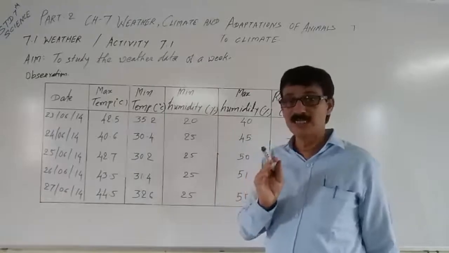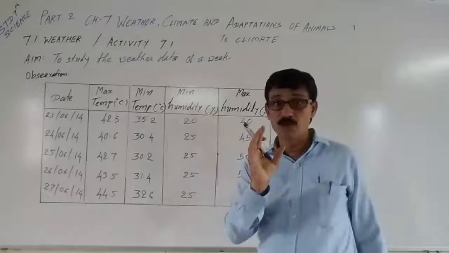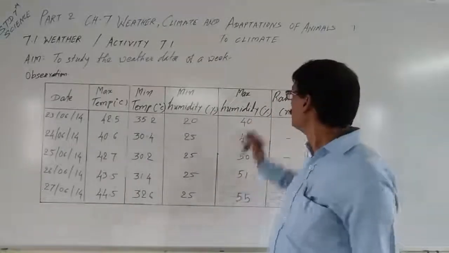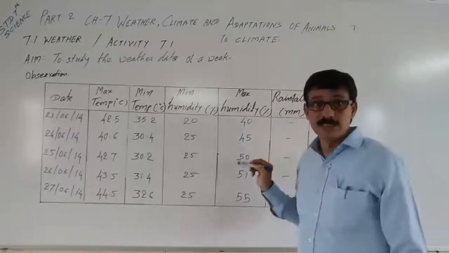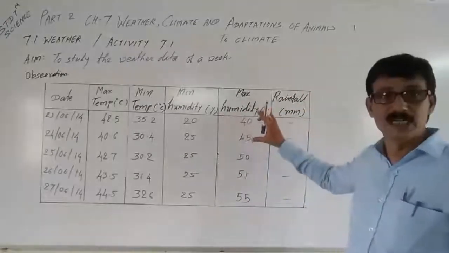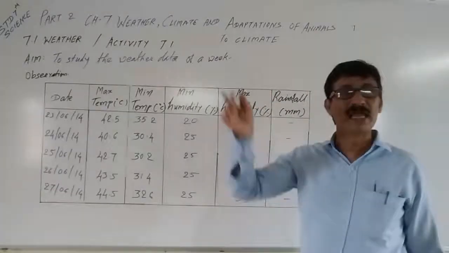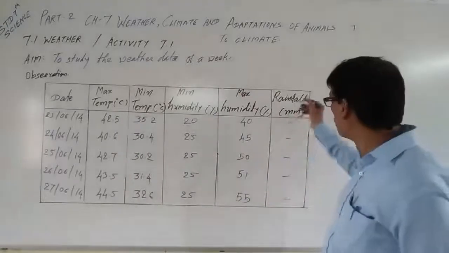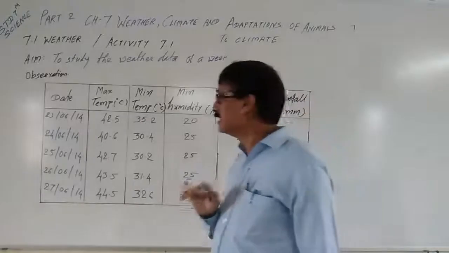Why? Because humidity is the percentage of water vapor available in the air. That is why it is in percentage. Then maximum humidity and rainfall. See, it depends upon the humidity also. If the humidity is more than 85-90, then there will be rainfall. Okay, so rainfall in millimeter. So let's see the data.